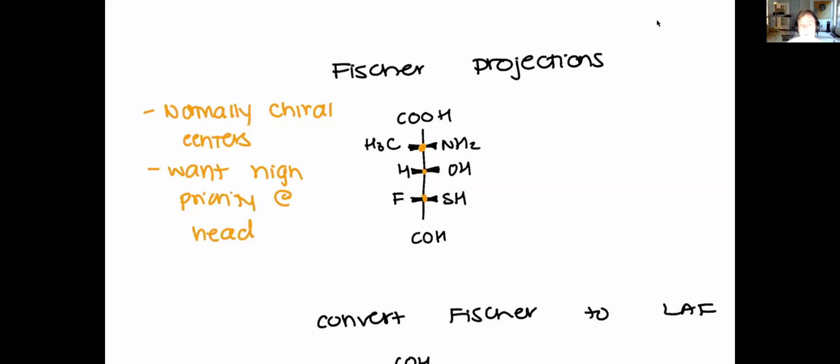Hey guys, in this video, I'm going to briefly go over Fischer projections. I'm really only going to focus on how to convert to and from Fischer projections, either to or from line angle. There are isomeric relationships that we can determine when given Fischer projections, but I feel like that's honestly easiest when we just convert Fischer to line angle. So that will be covered in a different video, but this is just an introduction to Fischer projections.